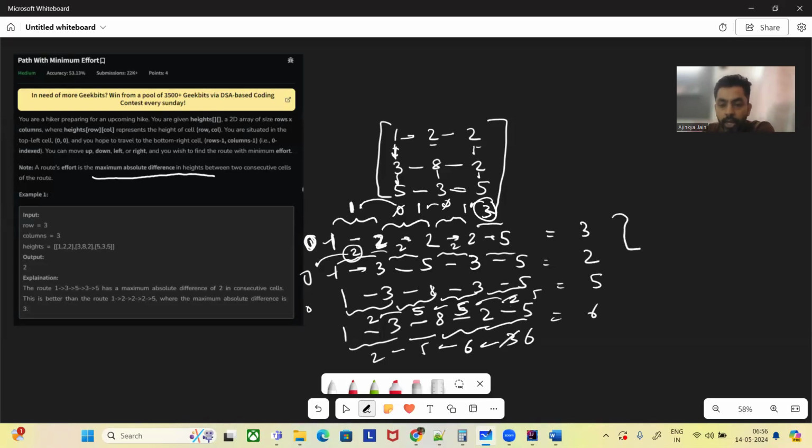So now we are going to check out of all these which is the minimum effort. Minimum effort is 2, this particular path. So we're going to return this 2. If you see here, 2, so this is what is expected.